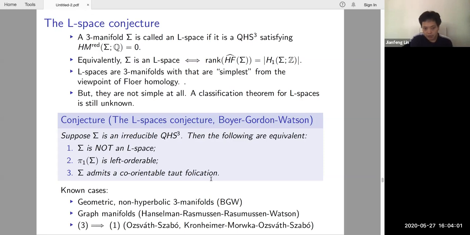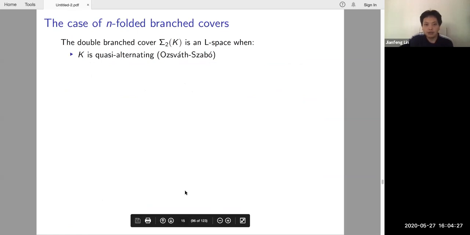Also note that 3 implies 1 actually holds for any rational homology three-sphere. That's the only part of this conjecture that we know in full generality. It's due to Ozsváth-Szabó in the context of Heegaard Floer homology, and due to Kronheimer-Mrowka and Ozsváth-Szabó in the case of monopole Floer homology.